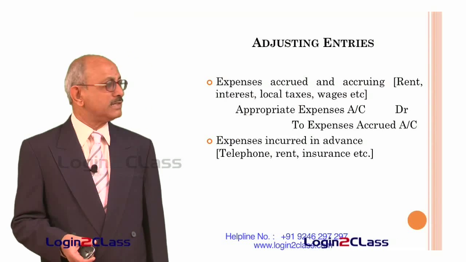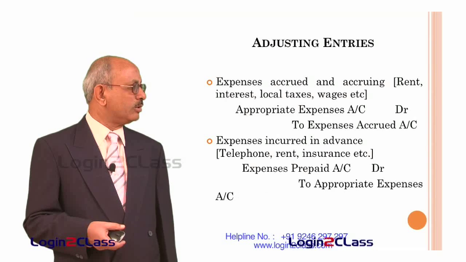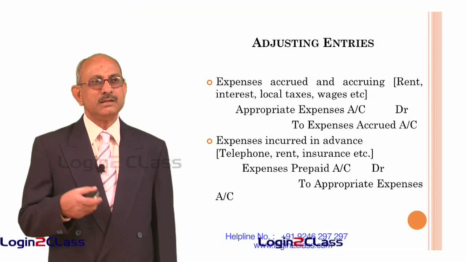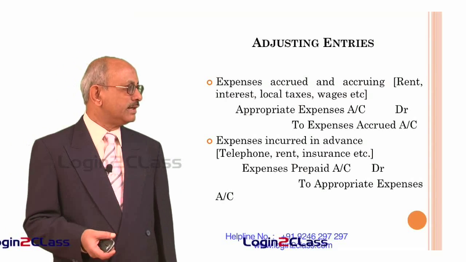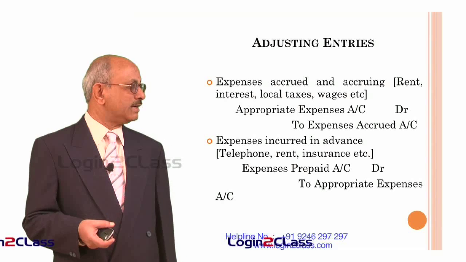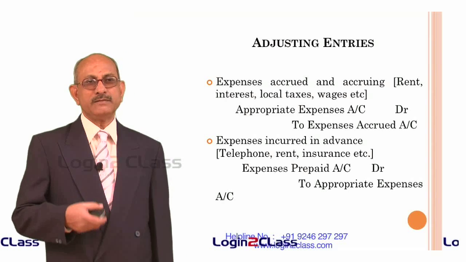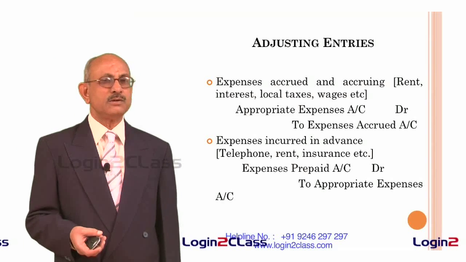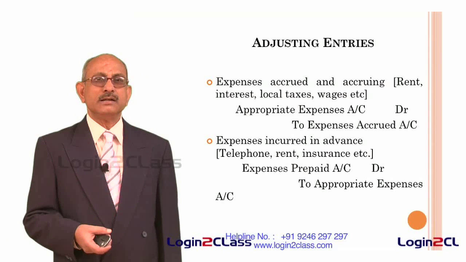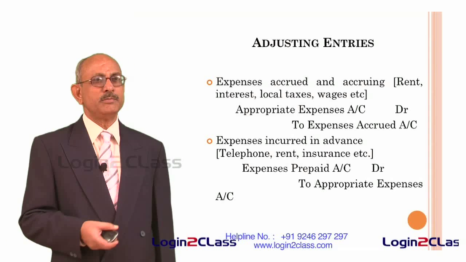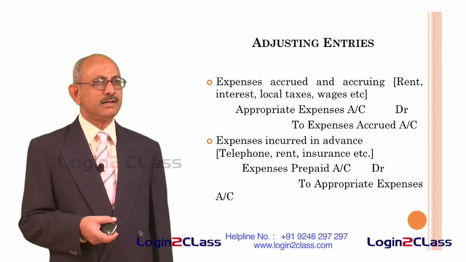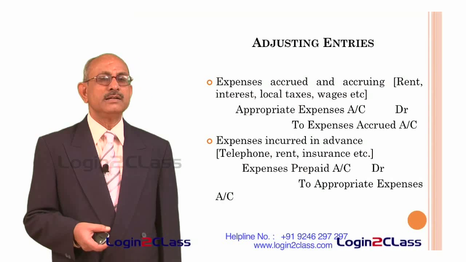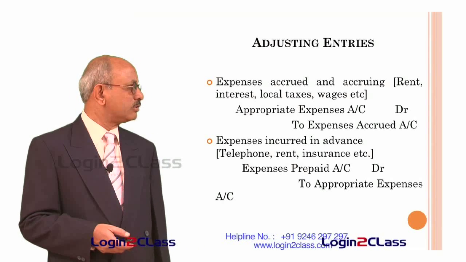Similarly, in the case of expenses incurred in advance, for example, if you have already incurred expenses in respect of rent, insurance, etc., we have paid for the next accounting period also, that needs to be taken out. That means we need to credit the appropriate expenses account, because part of the expenditure relates to another accounting period. So you credit the appropriate expenses account by debiting a new account known as expenses prepaid account. That means expenses which have been paid in advance, that account is debited. So the entry to be passed is expenses prepaid account debit and credit to appropriate expenses account.